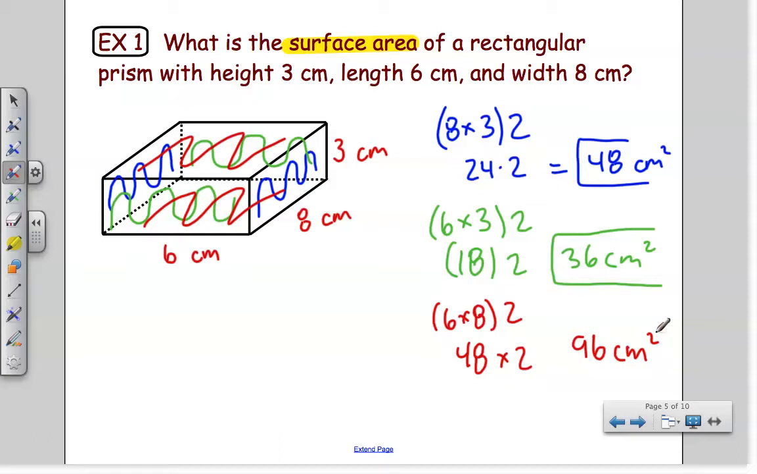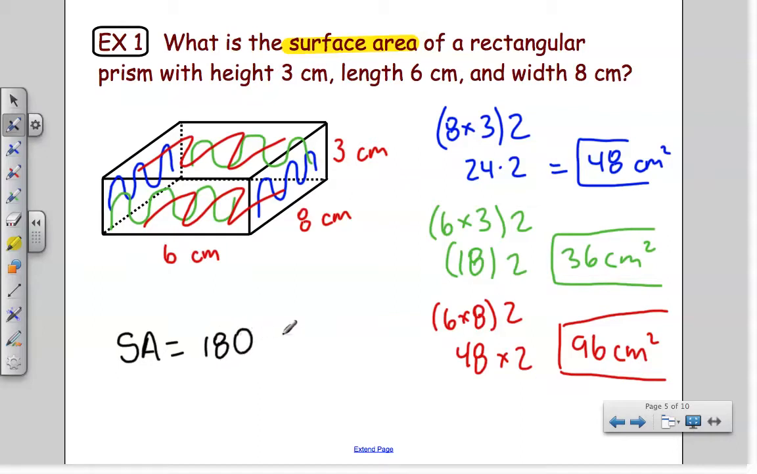Let me just check these all real quick. Okay, looks good. What's my total surface area? I've got to add up the areas of all the faces. I've done all 6 faces now. So I add 48 and 36 and 96. And it took me a bit on the calculator, but I got 180. This is surface area. This is the area of all of those flat surfaces or those faces. So it is centimeters squared. There's my total surface area.